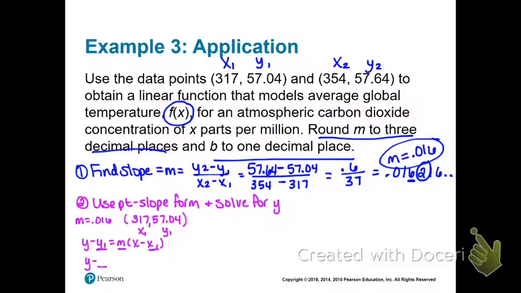So I'm going to build my skeleton. Now, my numbers are a little longer, so give yourself some room here. All right, so I'm going to plug in my y1, that's the 57.04. Plug in your m, so 0.016, and plug in your x1, the 317. Now remember, this is point slope form. If it is said to write it in point slope form, we would be done. But it's said to solve it for f of x. So we need to go ahead and solve for y.